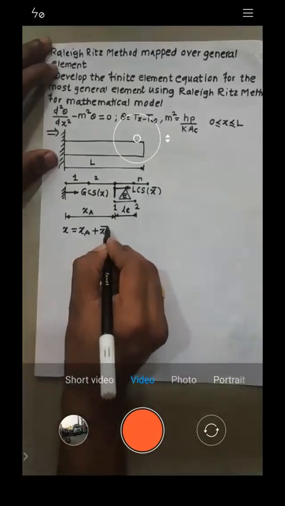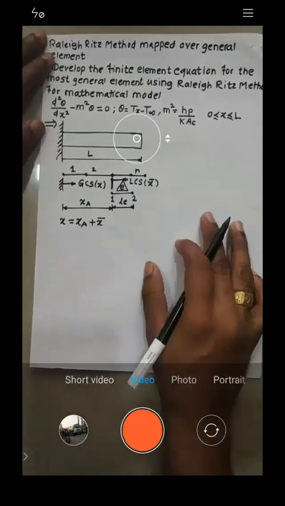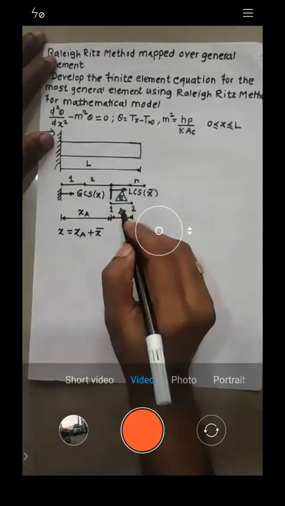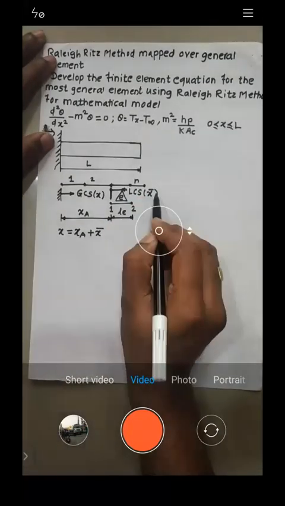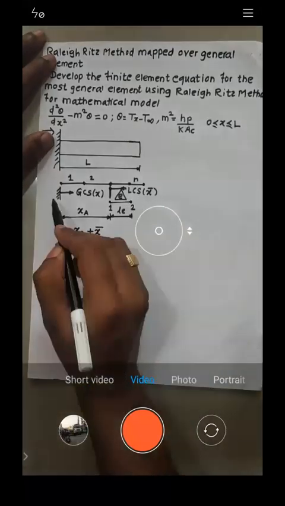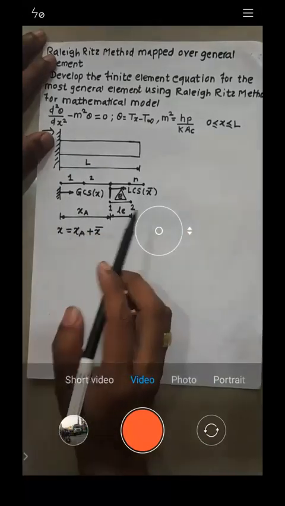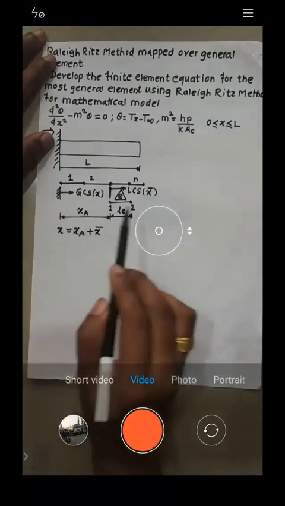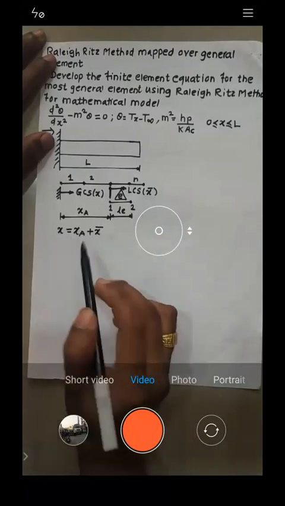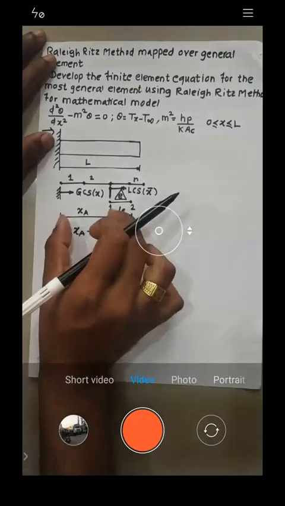Is it okay? This we already know, we already did it in the last numerical, right? If you measure the location of node 2 with respect to node 1, it is called local, X bar. And if you measure the location of node 2 with respect to the fixed support, it is called global. So what is the distance between global and local? It is XA. So the global position is given by its local position plus the distance between the global and local systems. Is it okay? Yes or no?